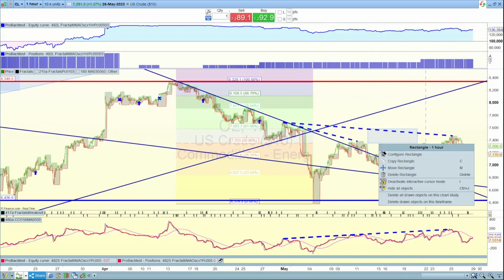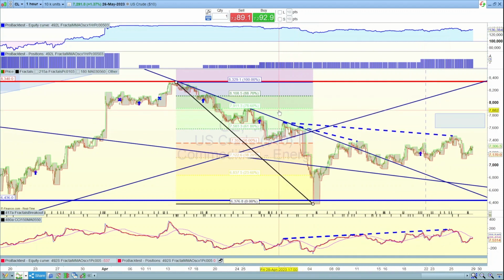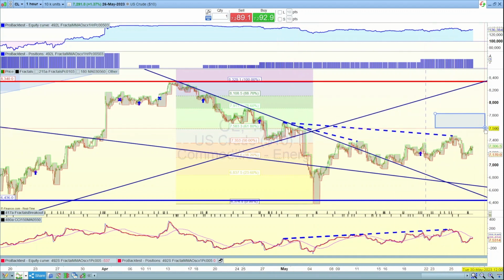So I want to move that to that area there between the 61 to the 78% level. So it'll be somewhere in that range there, and I'll bring that down to the 61%. So that'll be a new target area. So I'll keep that in there for the moment.